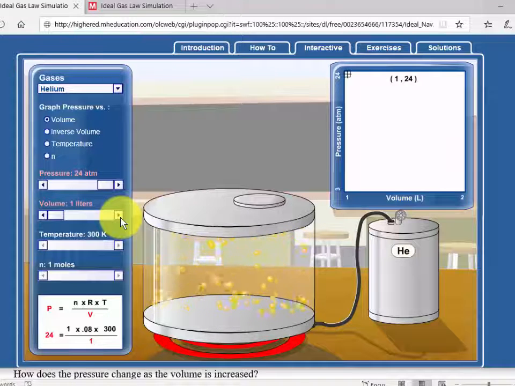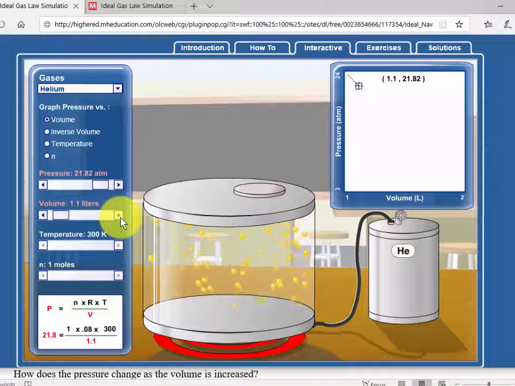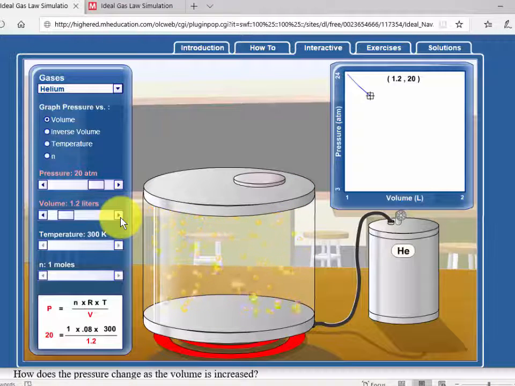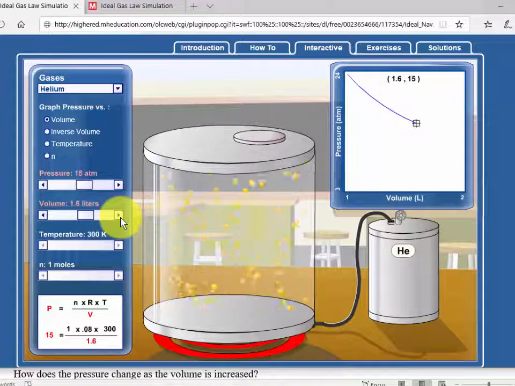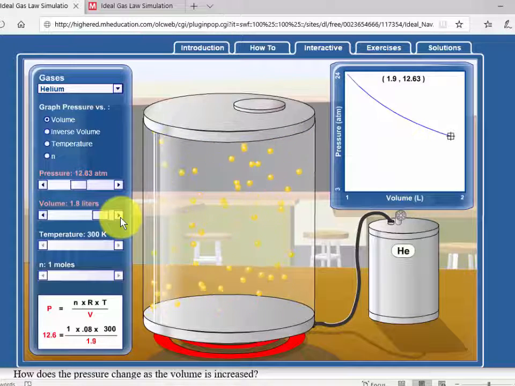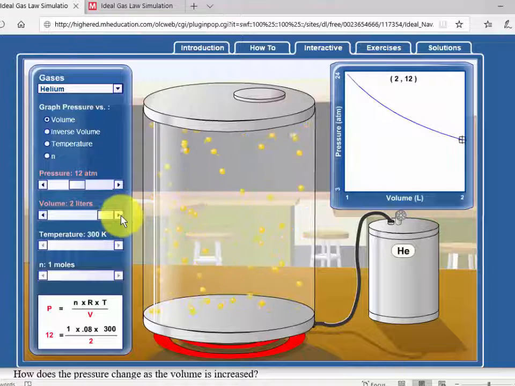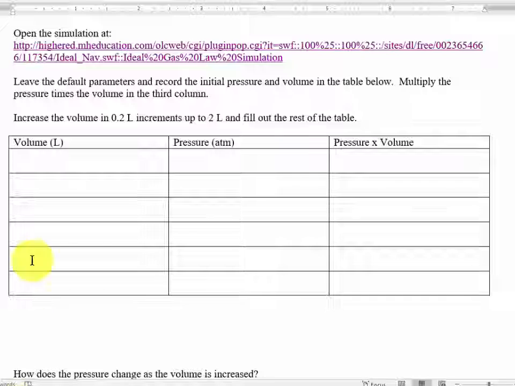So go ahead and record the pressure and the volume. Pause and record. Okay, that was pretty straightforward. So now let's go back to the lab.